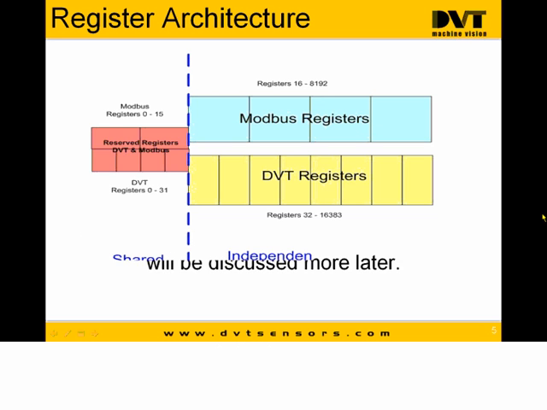Okay, so here's a good sample schematic of the DVT registers. Over here in the pink, we've got the reserved registers, and these are for the DVT registers. The reserved registers are 0 to 31, so those are taken out. You cannot write to them. But if you're trying to access them with Modbus, it's the same set of registers with the same data. You just access them with registers 0 through 15.